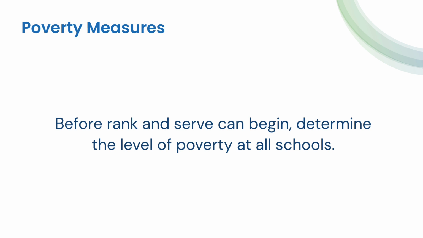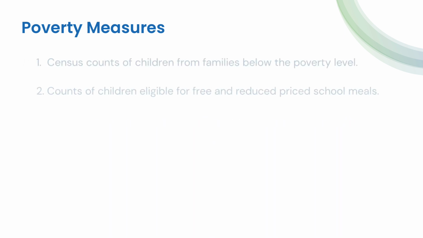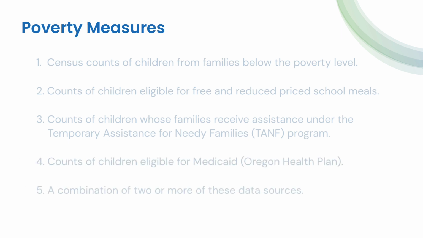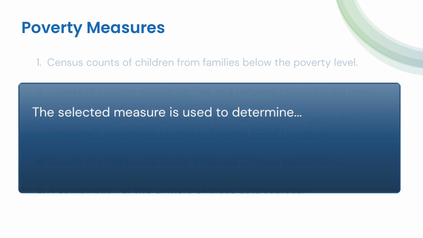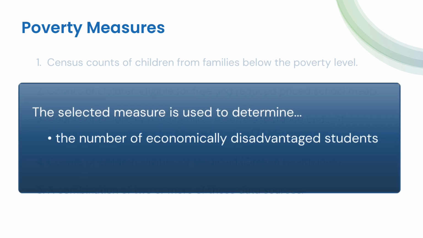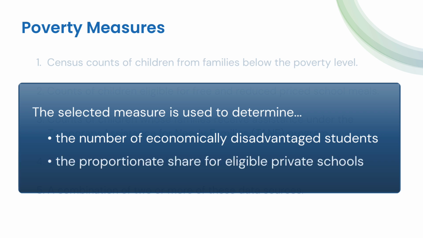Before the rank and serve process can begin, districts receiving Title I-A funds must determine the level of poverty at all schools in the district. Districts can select from one of 5 measures to determine relative percentages of children from economically disadvantaged families residing in their attendance areas. The selected measure is used to determine the number of economically disadvantaged students at district schools and the proportionate share for eligible private schools.